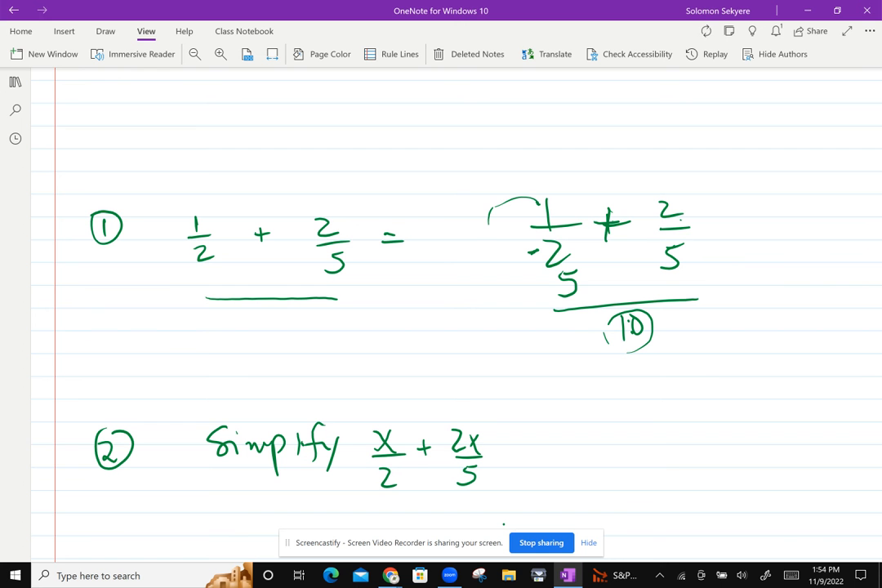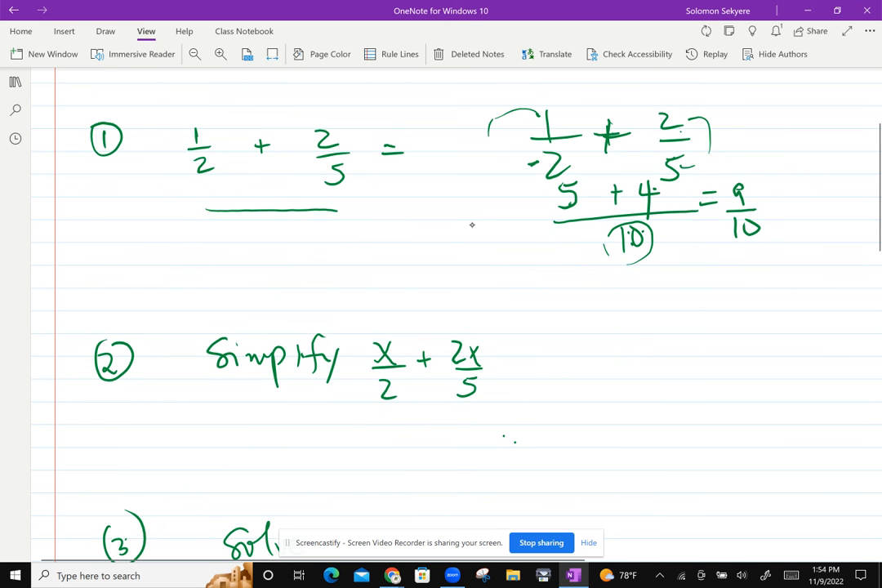5 times 1, you put 5 over here. 10 divided by 5, which is 2. 2 times 2 is 4. You put it over here. 5 plus 4 is 9 over 10. This is your answer. So basically, that's what you're doing. You find the LCM, you multiply by each term.